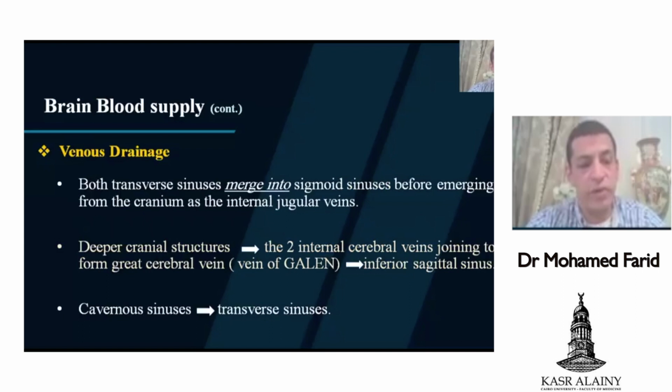Deeper cranial structures drain into the 2 internal cerebral veins, joining together to form the great vein or vein of Galen, which drains into the inferior sagittal sinus. Cavernous sinuses drain into the transverse sinuses.